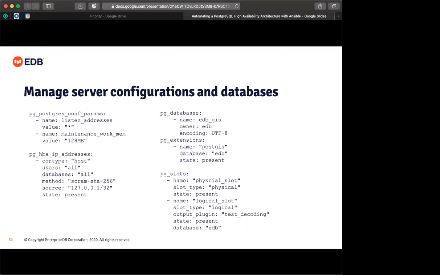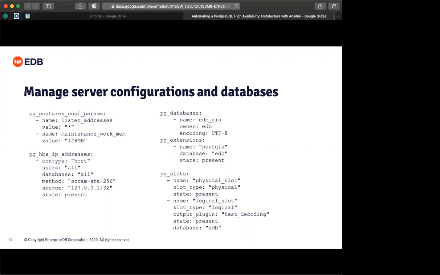With this, if you want to manage the HBA, or host-based access, whom you want to allow to make connections to your multi-node highly available Postgres architecture, you can control that using the pg_hba IP addresses, where you can mention what kind of connection type it is. You can mention the users whom you want to allow. You can say whether you want to disallow or allow. In the disallow case, state will be absent. If you want to allow the connection, state will be present.